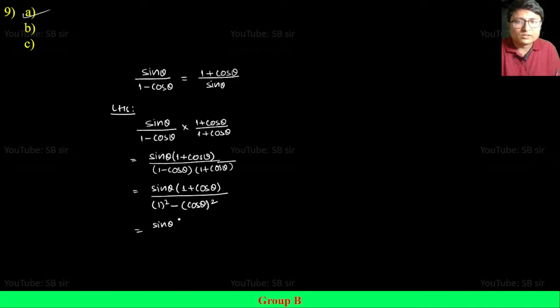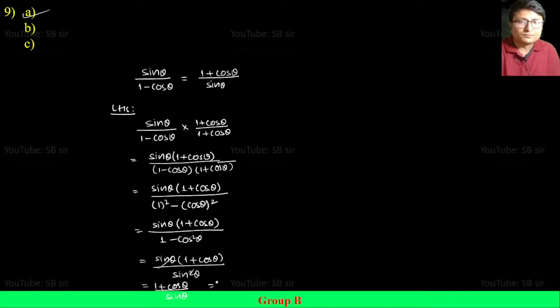So what we are left with is sin theta times 1 plus cos theta whole upon 1 minus cos square theta. So what remains is sin theta times 1 plus cos theta whole upon sin square theta. Sin square and sin, these two will be cancelled. What remains is 1 plus cos theta divided by sin theta. Okay, so this is the right hand side. So this might be the question that might be asked in question number 9a, 9b or 9c, the area where the question of trigonometry will be asked.